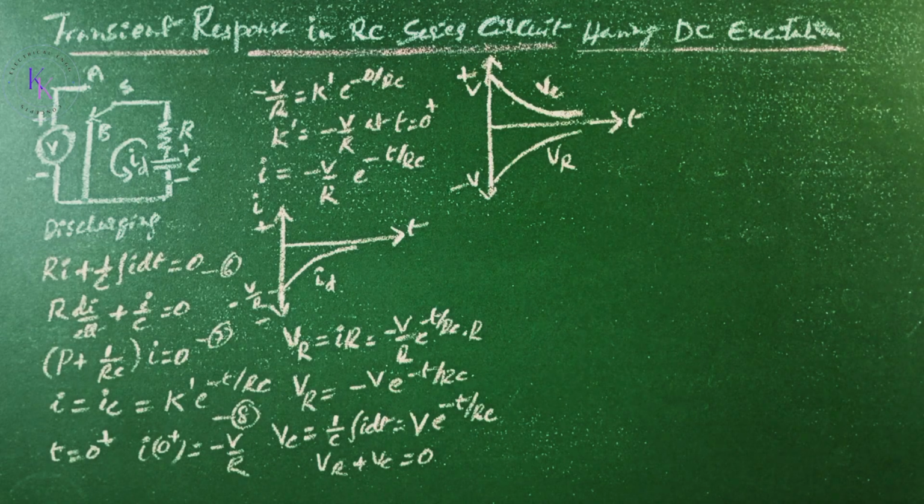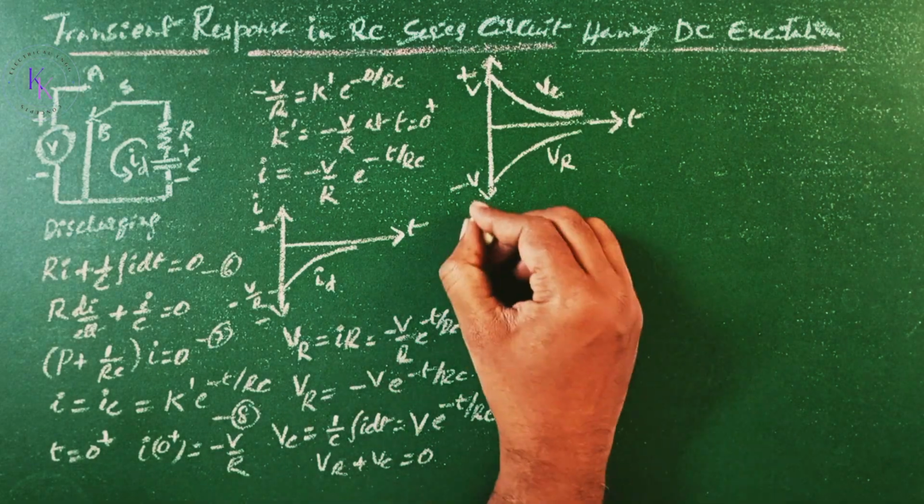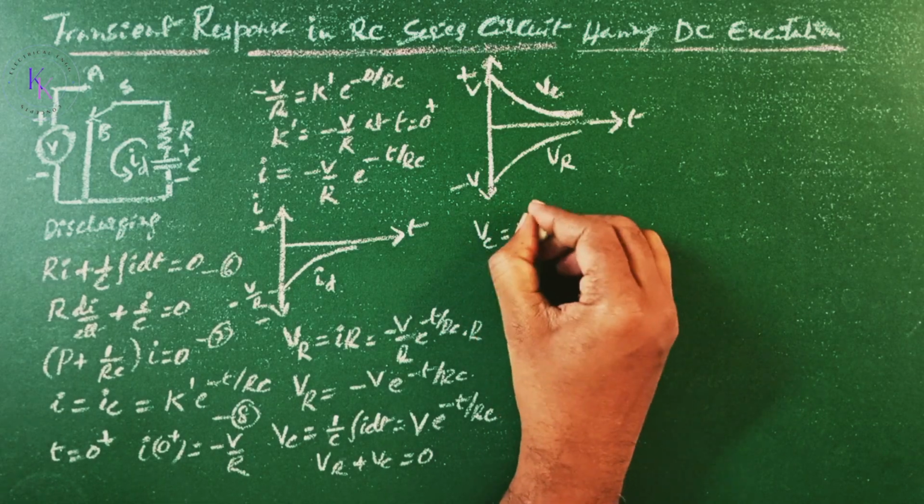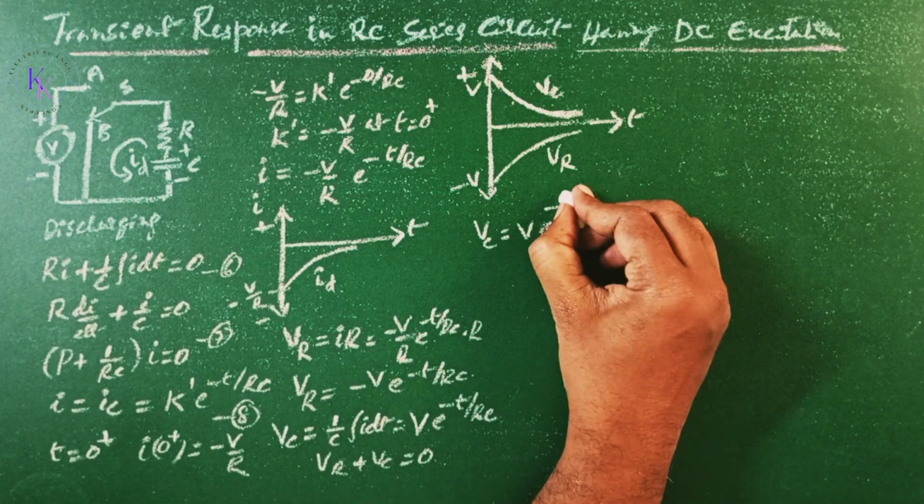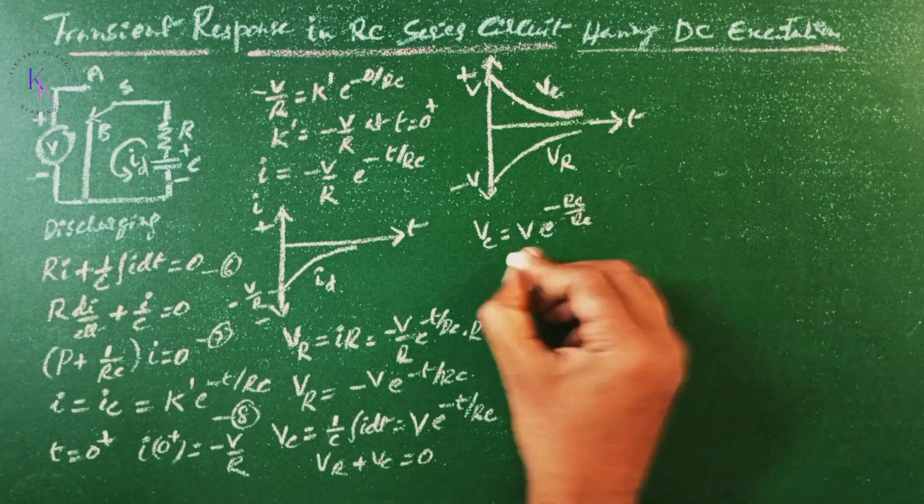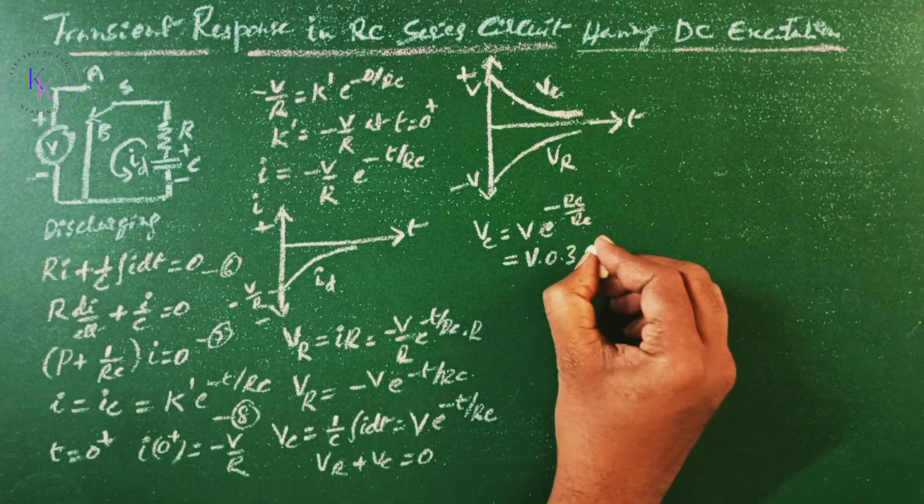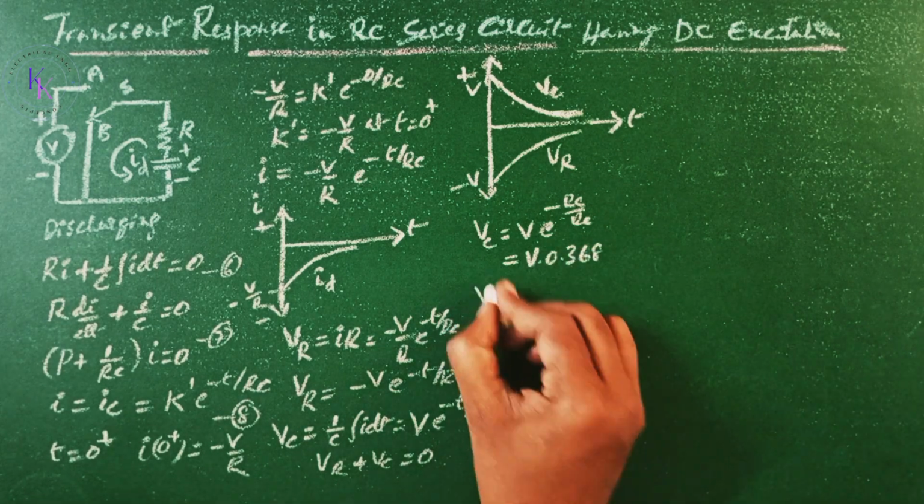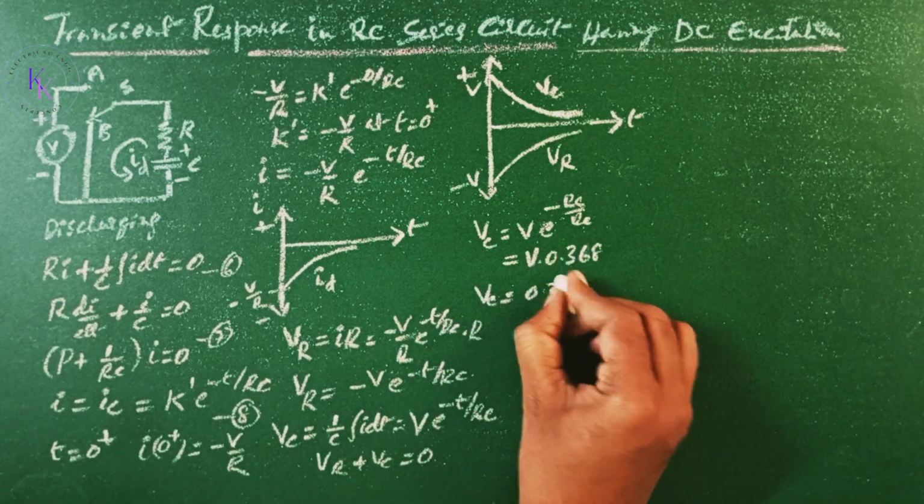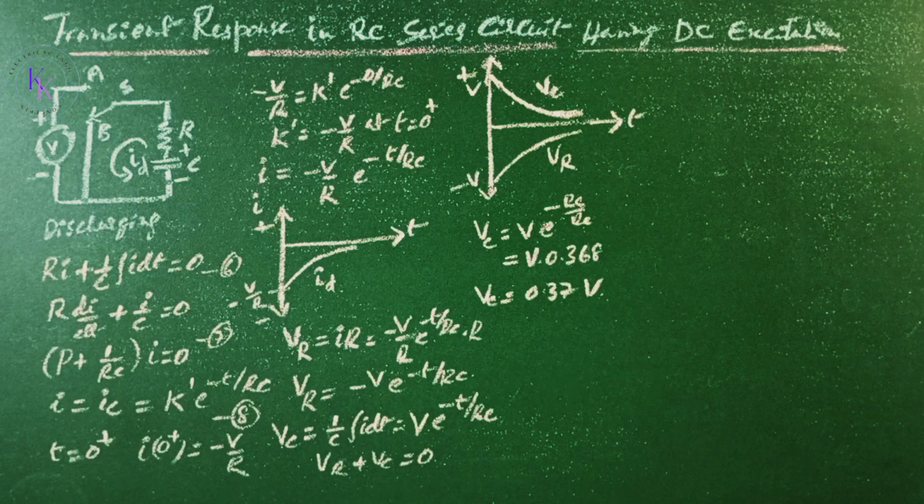In the discharging circuit, the time constant is given by the product RC, such that V_C equals V e to the power of minus t equals RC by RC, that equals V e to the power of minus 1, which is nothing but 0.368 V. We can write V_C equals 0.37 V. This is the time by which the capacitor discharges to 37% of its initial value.